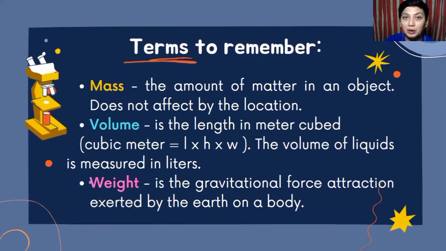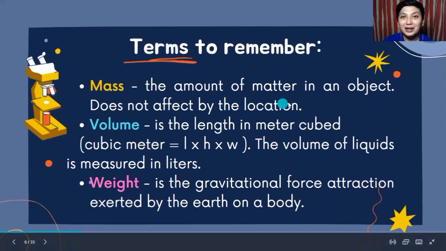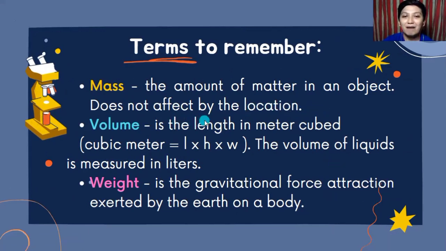You must be familiar with those terms, because here are the other terms that you should remember when we are talking about measurement of matter. Number one, mass. Mass is the amount of matter in an object. It is not affected by location. The matter itself is definite. So when you have an object, for example a ball, it has a definite amount of matter.